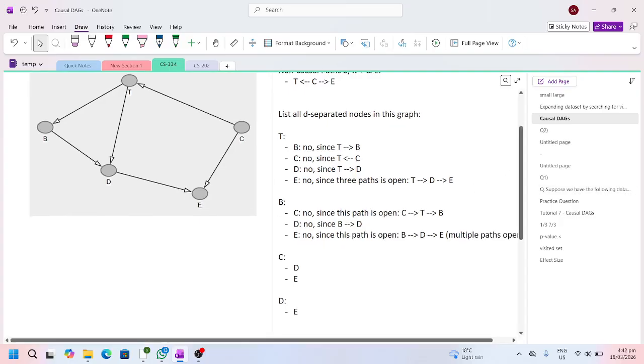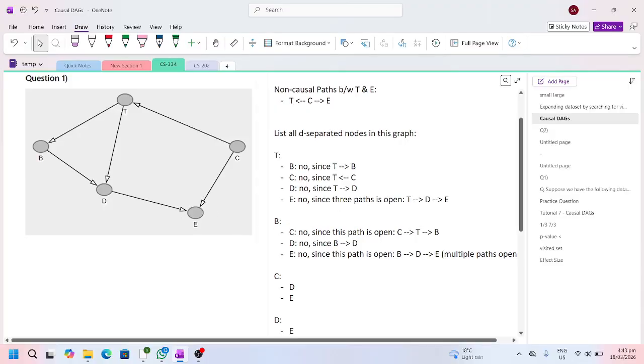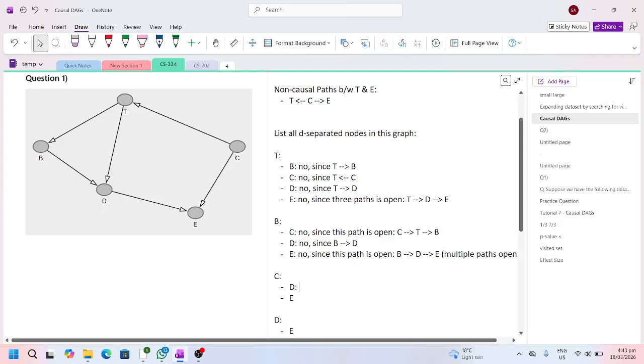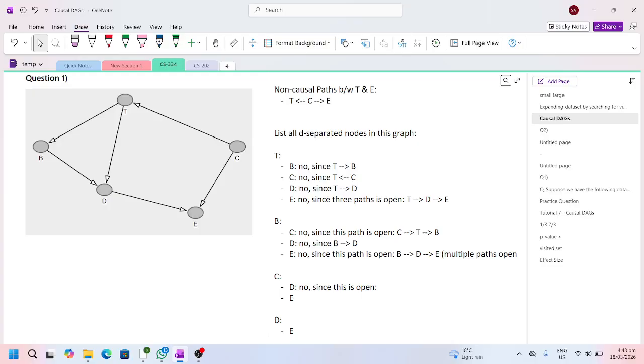Then next you have C and D. Are C and D separated? No. How come? C to T to D. Yep, that's right. So a path goes from C to T to D. I don't know if other paths are open or not. We're not gonna get into that right now because the rule is that if you find even one open path, you don't have to look at any others, because then they can't be d-separated. What about C and E? Again, no, there's a direct path between C and E.